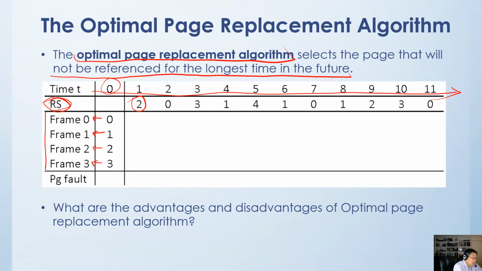Frame 0 contains page 0, frame 1 contains page 1, frame 2 contains page 2, and frame 3 contains page 3. So it's full. Okay. So the first page we will reference is 2. The operating system is going to check the physical memory to see whether page 2 is in the memory, right? And we find out page 2 is in the physical memory. It's actually in frame number 2, right? So that means there's no page fault because the page is in the physical memory.